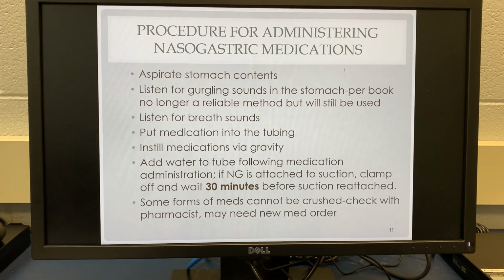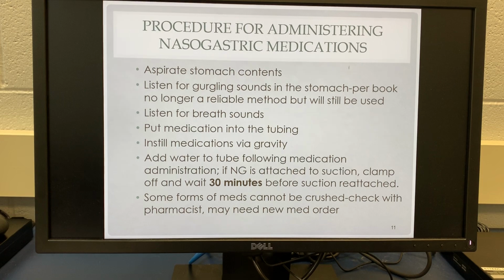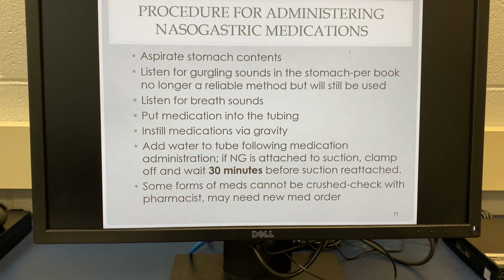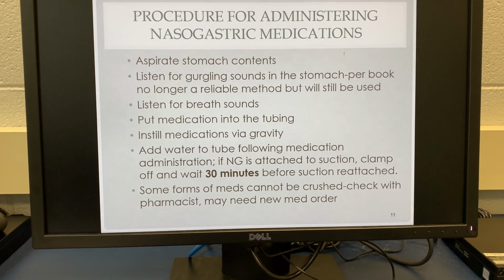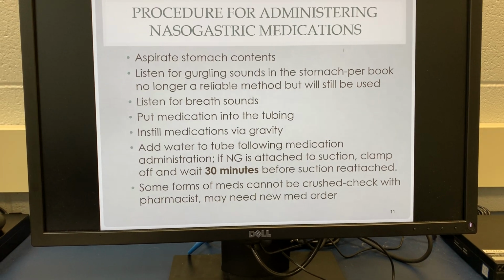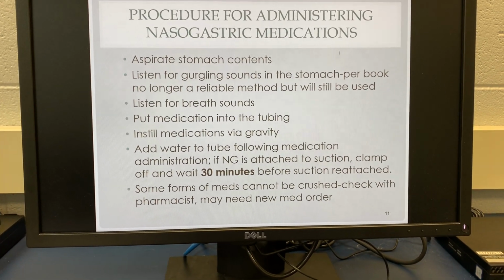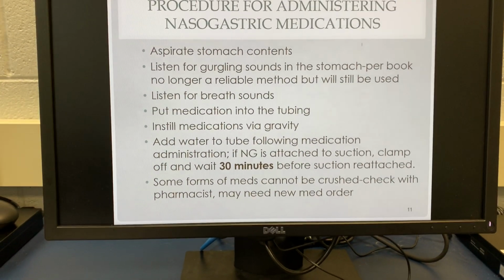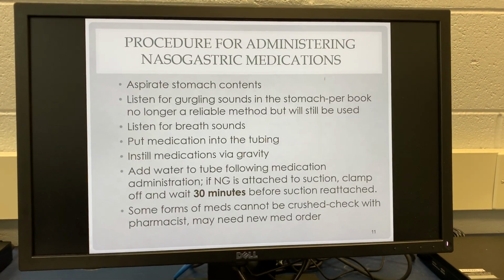Make sure when you're getting any kind of an orientation to a facility, if you have tube meds to give, get a trustworthy nurse who knows the policy to show you how it's done, or read the policy. Better yet, read the policy.